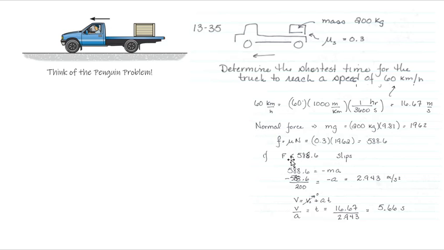We know that if the force exceeds 588.6 newtons, it's going to slip. So we know we can go in there and find the acceleration, and then we can back-find the time. Hopefully that gets you started, and we'll continue to work some other examples.